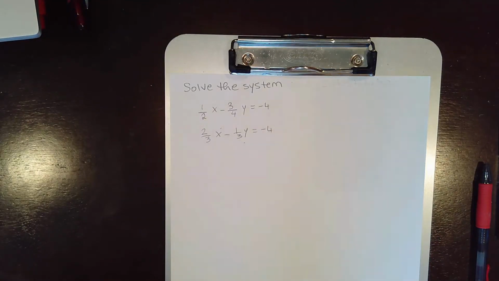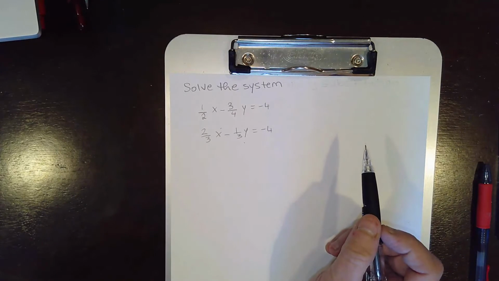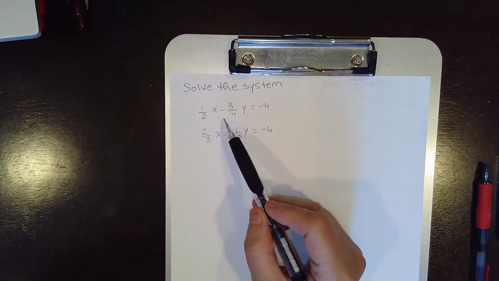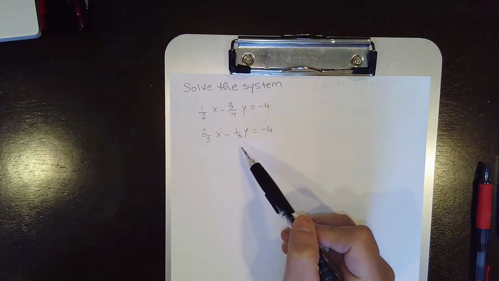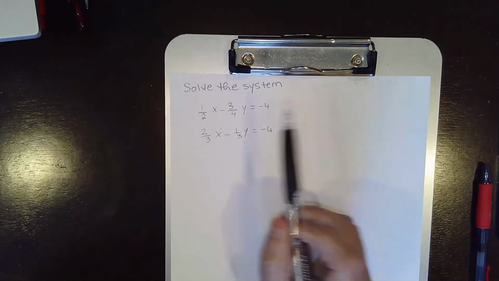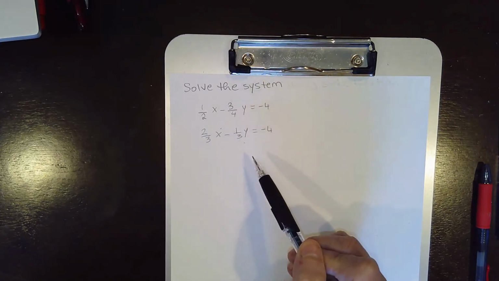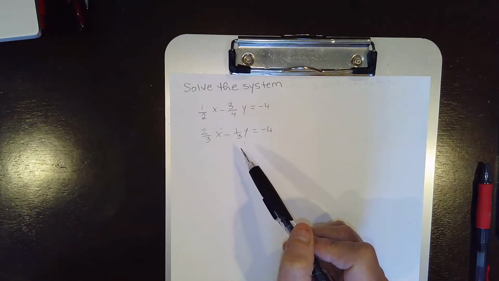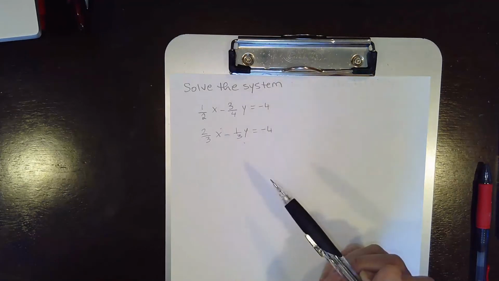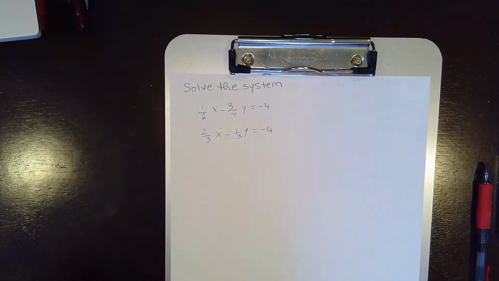Everybody, today we're going to solve a system of linear equations. Now we have 1/2 x minus 3/4 y equal to -4 and 2/3 x minus 1/3 y equal to -4. If you notice, we have fractions. The best way to solve the system of linear equations is to get rid of the fractions first. So I would suggest multiplying each equation by the LCD.